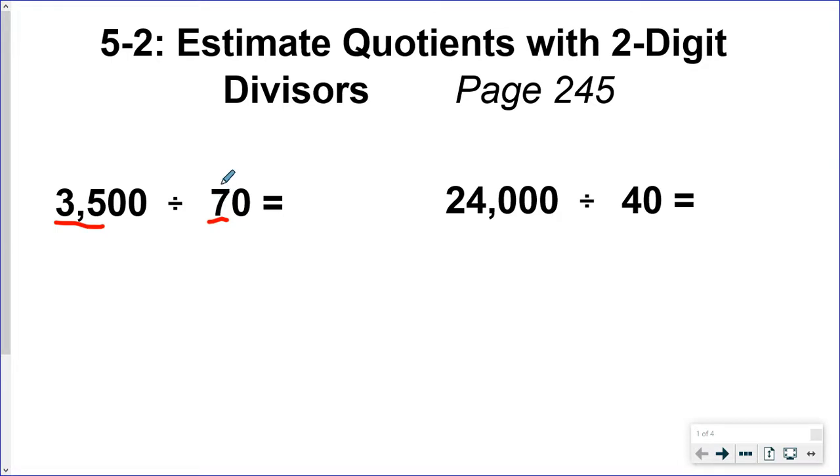Or another way to look at it is, what would you multiply 7 by to get 35? Well, 7 times 5 is 35. So that must mean that 35 divided by 7 is 5. So we're going to go ahead and write a 5 down on our piece of paper.